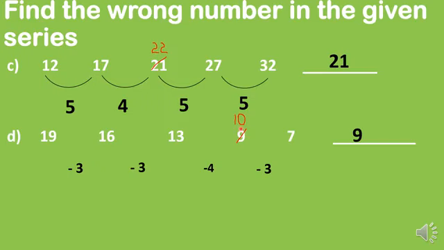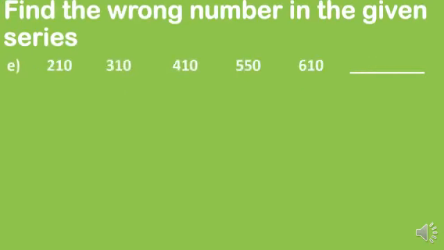Next is the series 210, 310, 410, 550, 610. So this series is very easy. It's looking easy. By looking you can tell that in each two numbers there is the gap of 100. So 210 to 310, there is the gap of 100. 310 to 410, again the gap of 100.